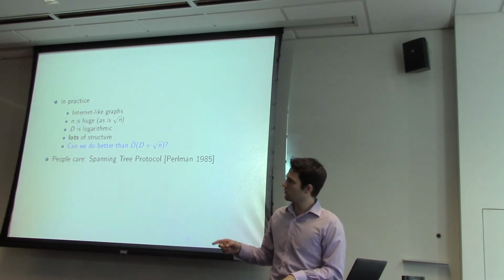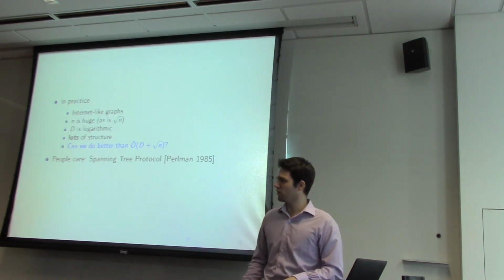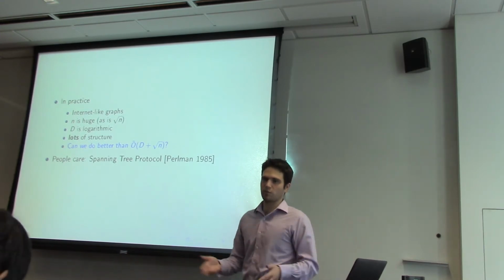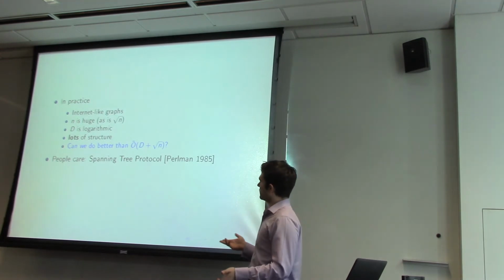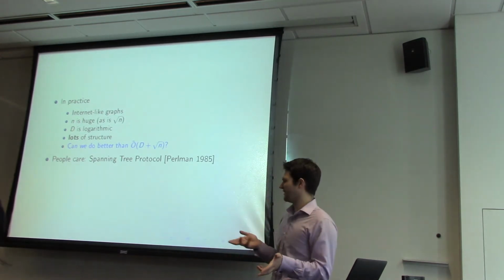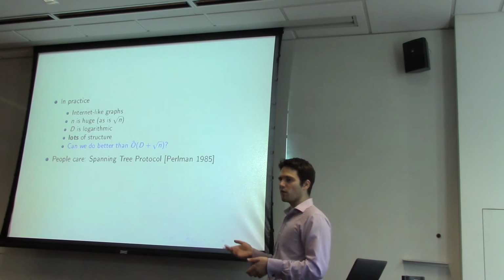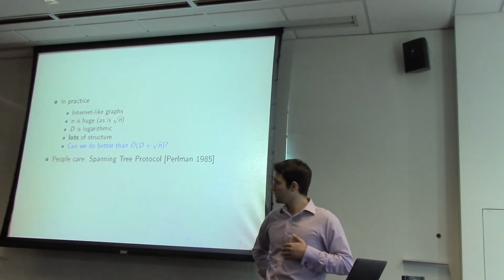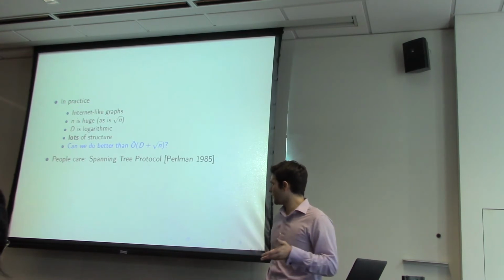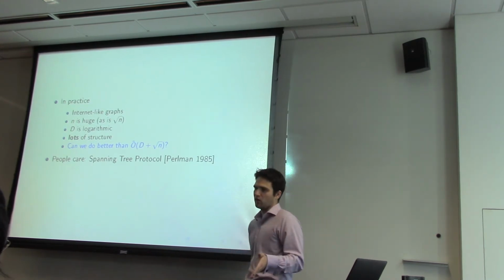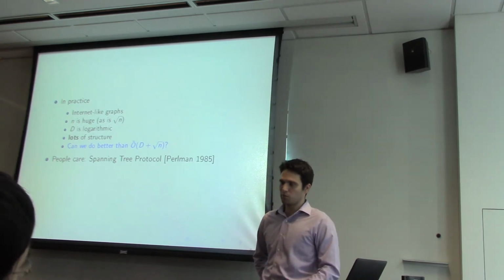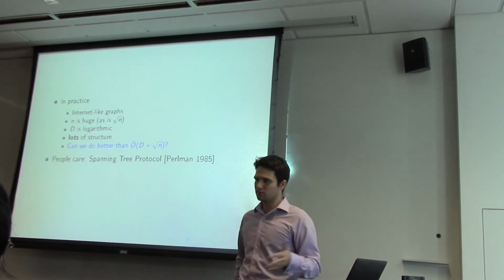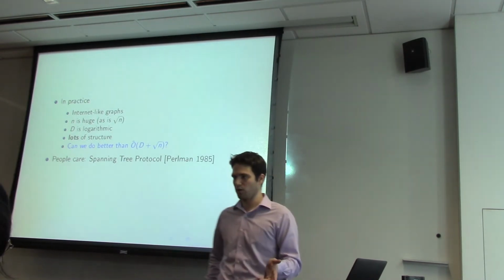Or the other way is to actually see that the internet has a lot more structure than general graphs, or in particular the lower bound graph. Is the internet exactly the lower bound graph? Probably not. So there is a chance that we can do something better. And people actually care. There exists an implementation of the spanning tree protocol that basically computes some kind of a spanning tree, not in square root n time, but it is out there. People do care about these kinds of problems.